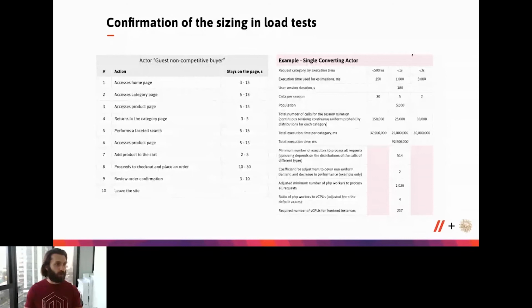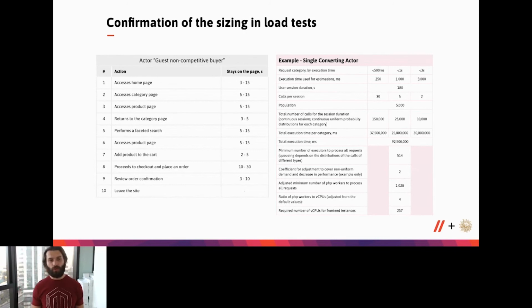For example, we have an actor, which is a guest non-competitive buyer. It comes to a home page, stays there for a random period of time, and then moves to a category page, stays for a period of time, and moves to other subsequent pages. That basically indicates how long a particular user could spend on the website and the time associated with a particular step.